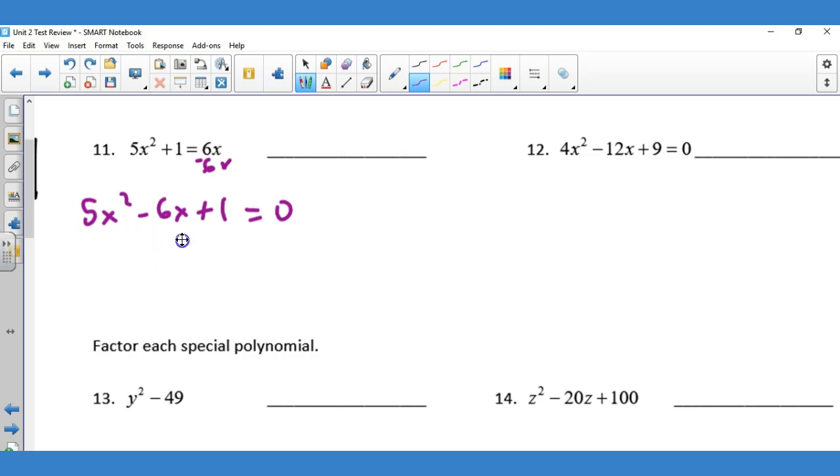Now, the leading coefficient is 5. It's not 1. So I'm going to multiply 5 and 1 to get 5. Now, what are the factors of 5 that'll give me negative 6? Well, 5 and 1. How about negative 5 and negative 1? Yep. Negative 5 times negative 1 is positive 5. And negative 5 minus 1 is negative 6. So take the first term, write it twice.